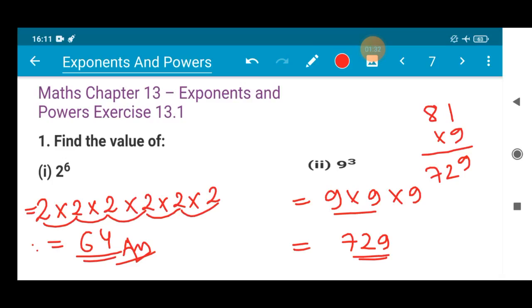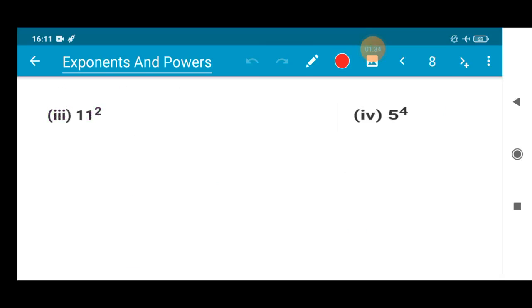This is the way of doing it. Similarly, in the next part, question number part 3, 11 into 11. 11 square means 11 is multiplied with itself 2 times. So 11 elevens are 121. Right? 5 to the power 4. So 5 to the power 4, I want you all to do it yourself. This will be a home assignment.